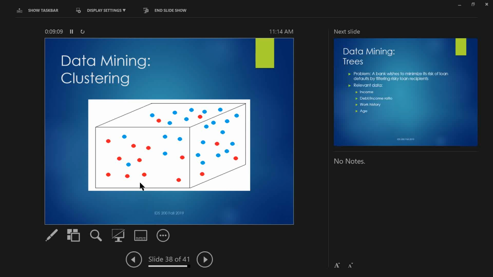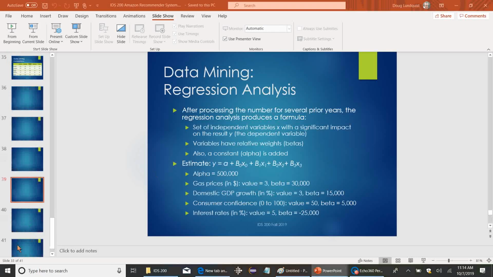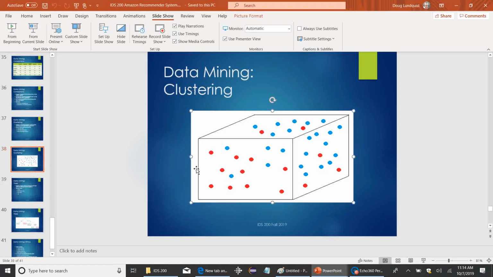I'm going to lift that particular image there because it's easier to work with in Paint.